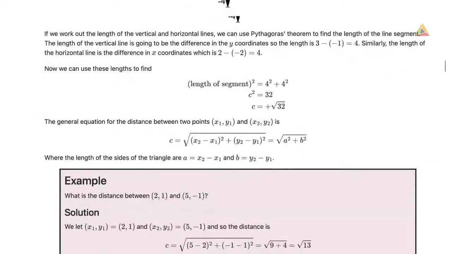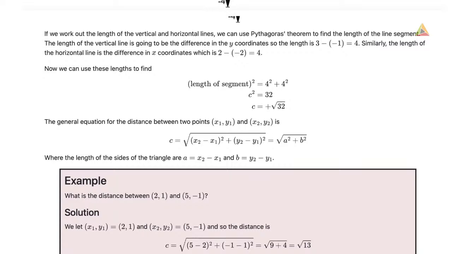If we work out the length of the vertical and horizontal lines, we can use Pythagoras' theorem to find the length of the line segment. The length of the vertical line is going to be the difference in the y coordinates, so that length is 3 minus -1, which is equal to 4. Similarly, the length of the horizontal line is the difference in the x coordinates, which is 2 minus -4.